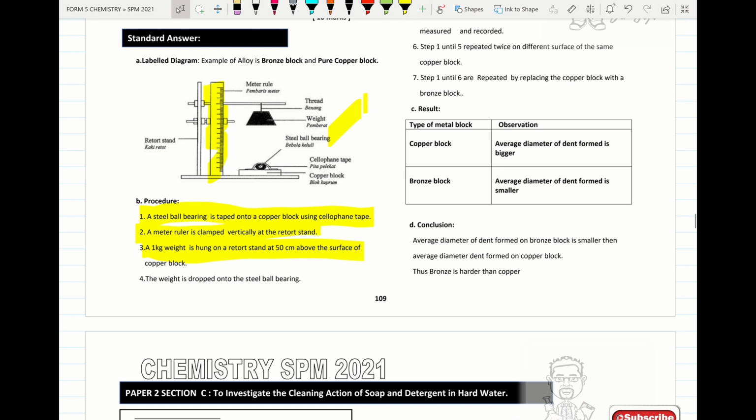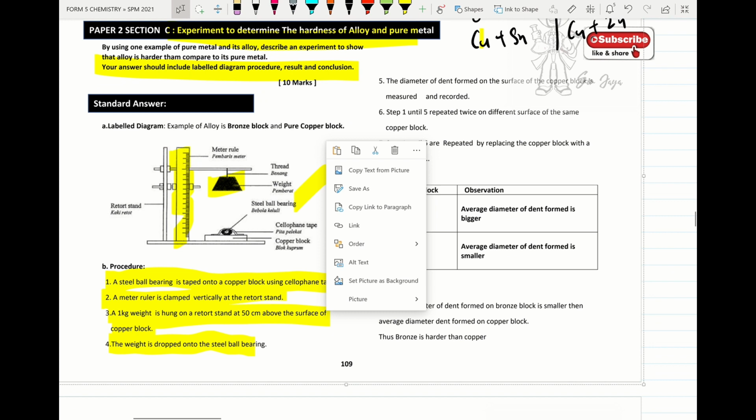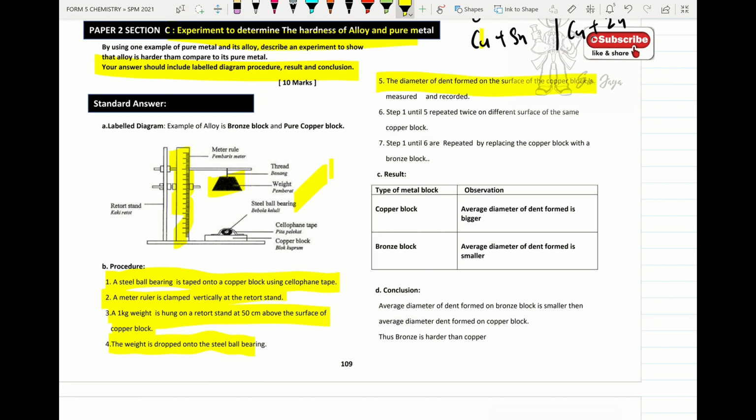A 1 kg weight is hung on the retort stand at above 50 cm length above the surface of the copper block. The weight is dropped onto the steel ball bearing. The diameter of the dent formed on the surface of the copper block is measured and recorded. Steps 1 until 5 are repeated twice on different surfaces of the same copper block.